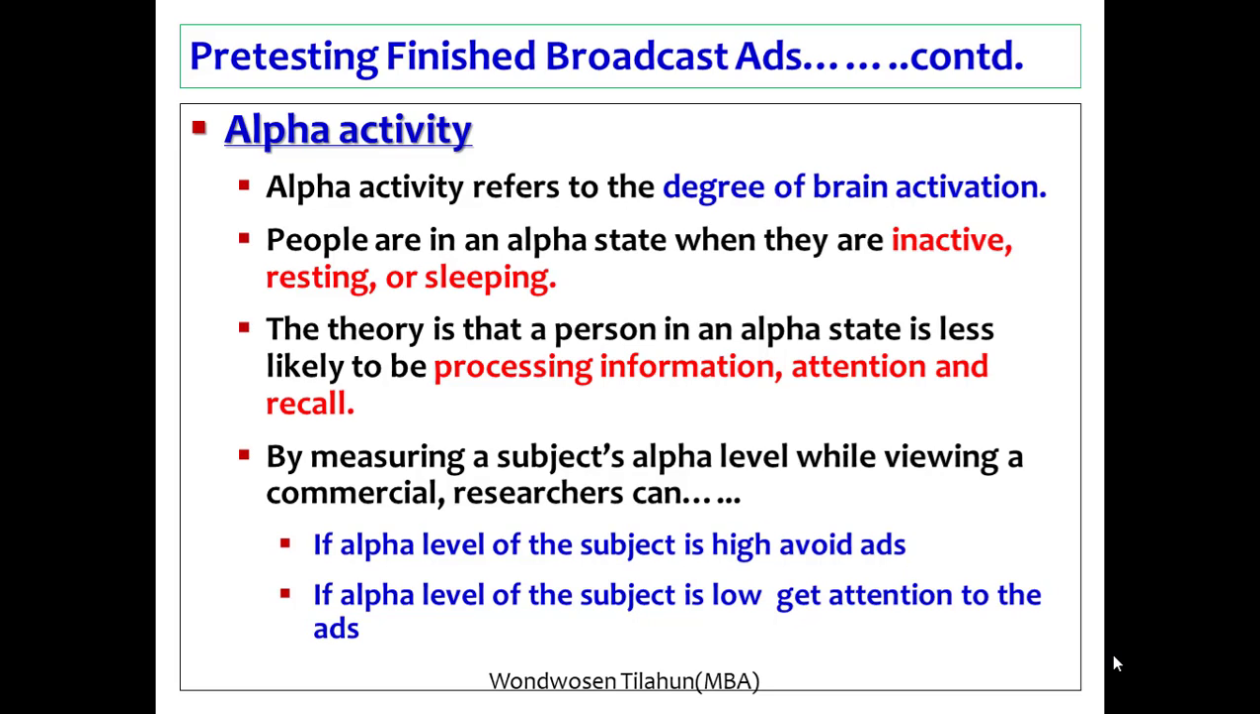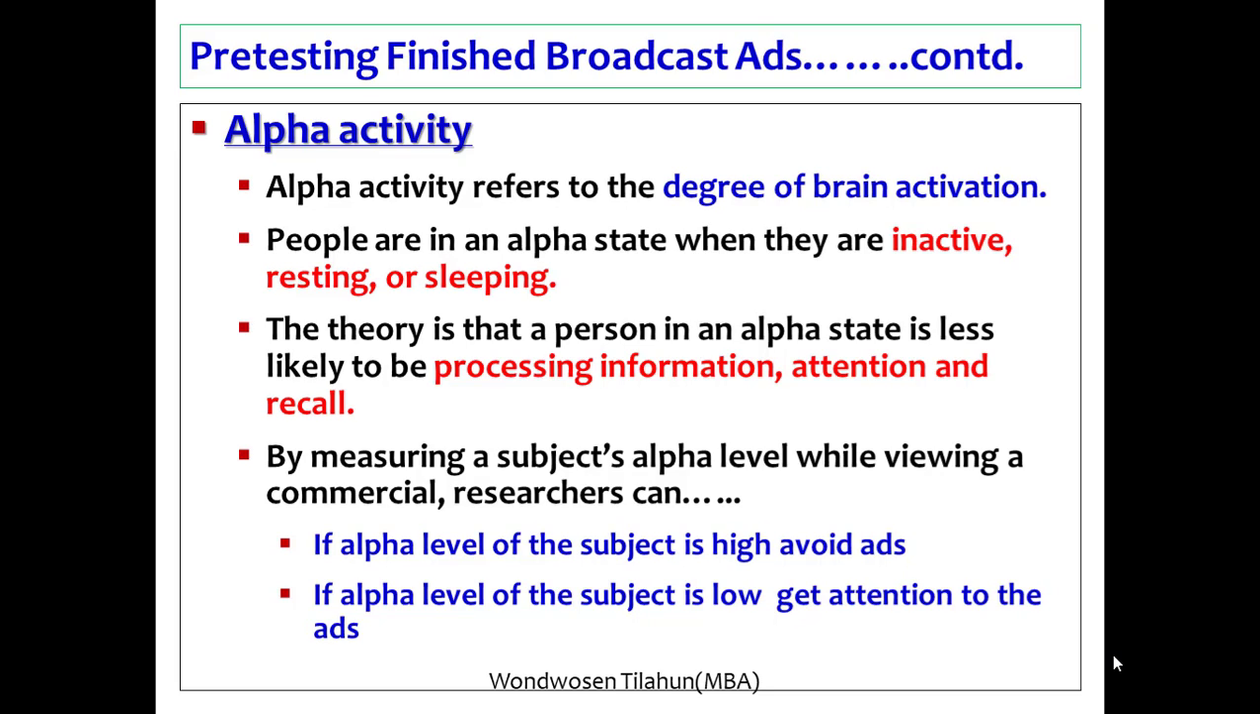now we are going to expose our customers to a particular message and then measure their alpha state or their alpha level. So if their alpha level is very high after they are watching our advertisement, they want to avoid the message, because even though we are letting them watch or follow our advertisement, they are in the alpha state, which means their mind is inactive, resting and sleeping, which means they are not processing and recalling the message even though we are exposing them.